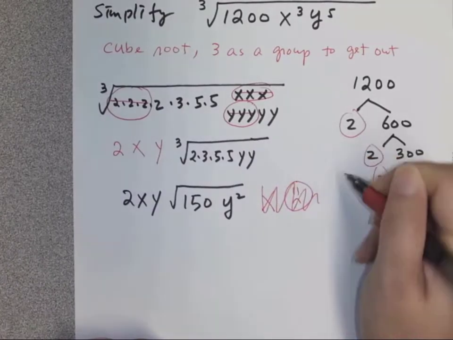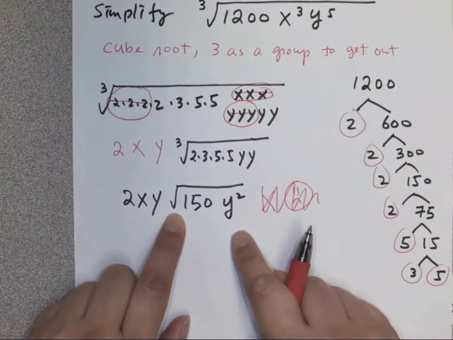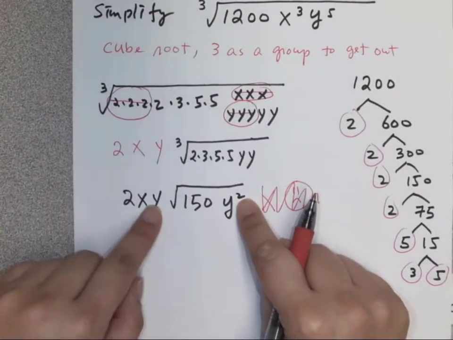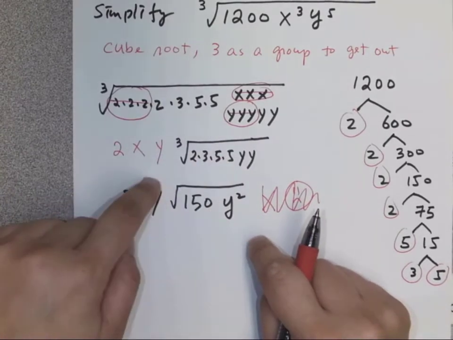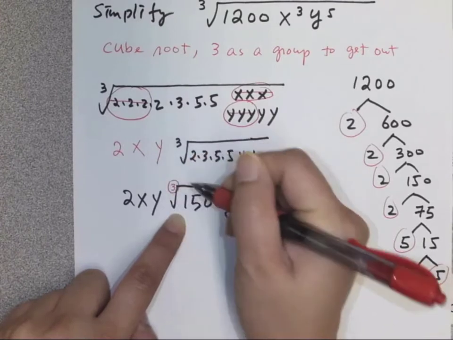So for me to correct this, I just need to put a 3 here, right? Why is that significant? Because if this is a square root, I can still put a y out, right? And I still have a group of 5 to get out, right? So it's a totally different question. So make sure you have a 3 going here.